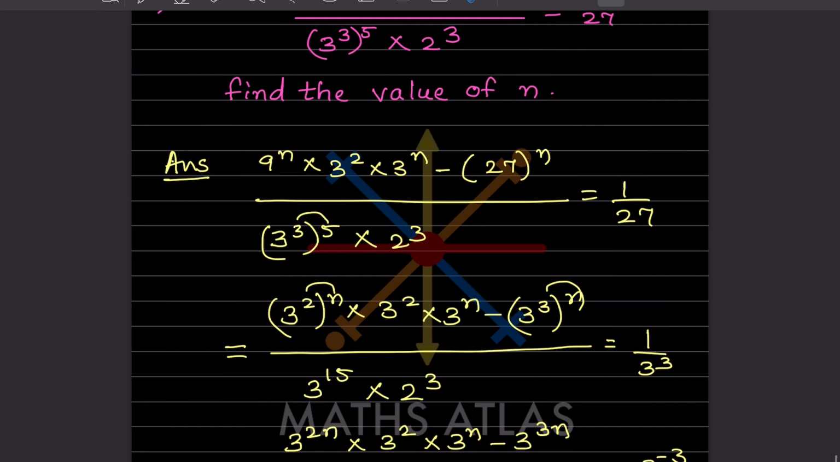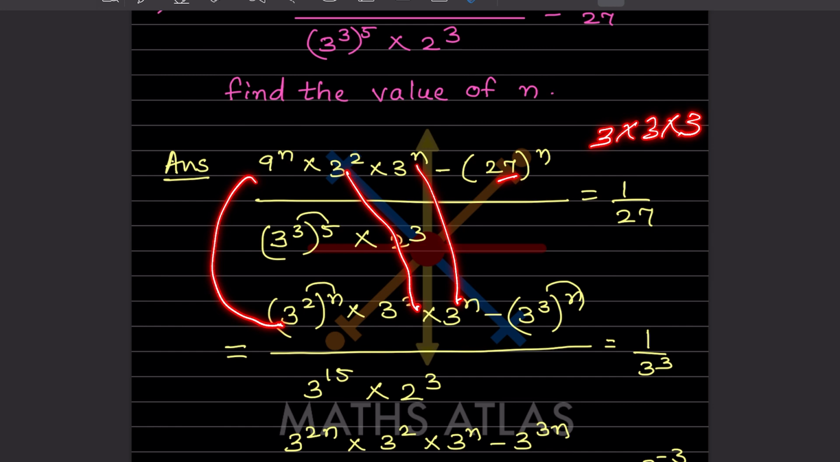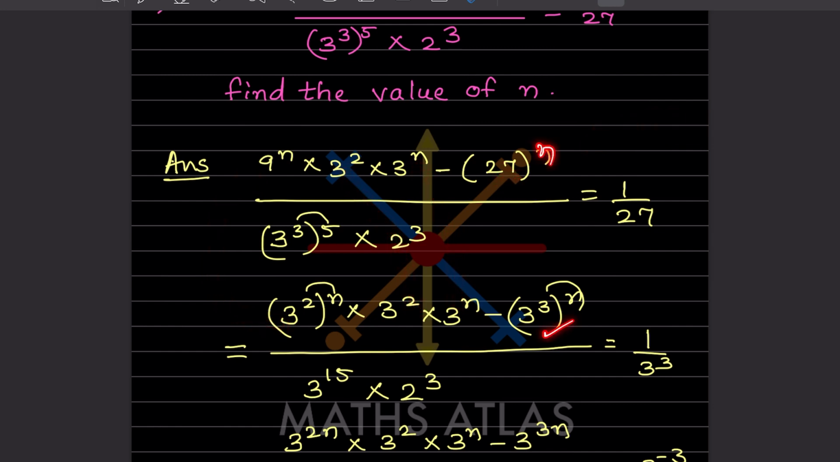Now what we can see here are 3's and 2's. So 9 is going to be 3 square, and this will be the same. Again, this 27 will be 3 into 3 into 3, that will be 27, so 3 cube, and this n as it is. Now this one we can write with the rule (a^m)^n is a^(mn). So we multiply, and we'll get here 3 raised to 15, and this will be as it is.